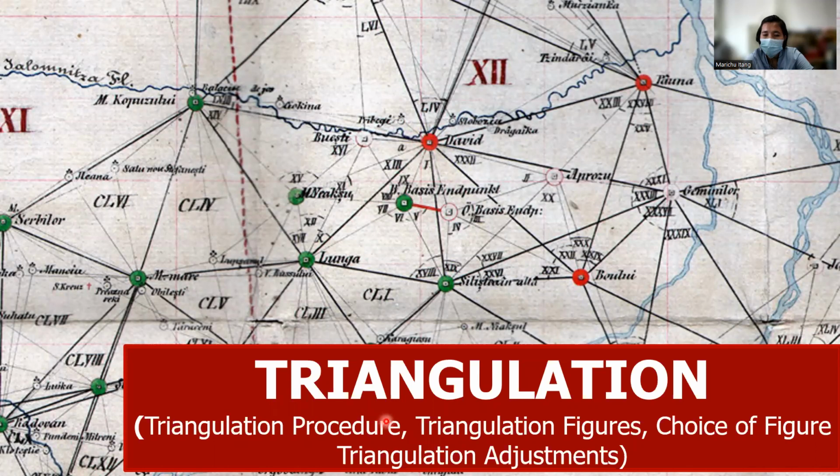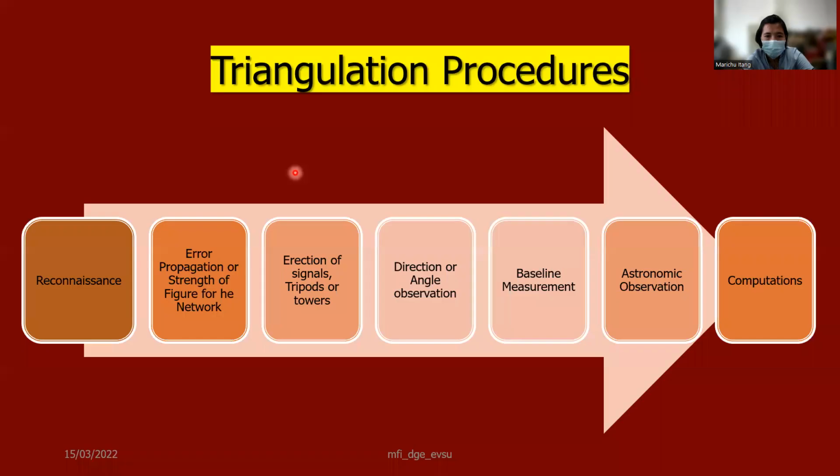So let's start with the procedure of the triangulation. Just an overview of how the triangulation procedure is being employed on the ground. We have the triangulation figures, the choices of our figures, and the triangulation adjustment. As you can see in the background of this slide, there's an example of a wide-range triangulation project. It has points in between. These are the vertices, known as the triangulation stations. These are examples of a network.